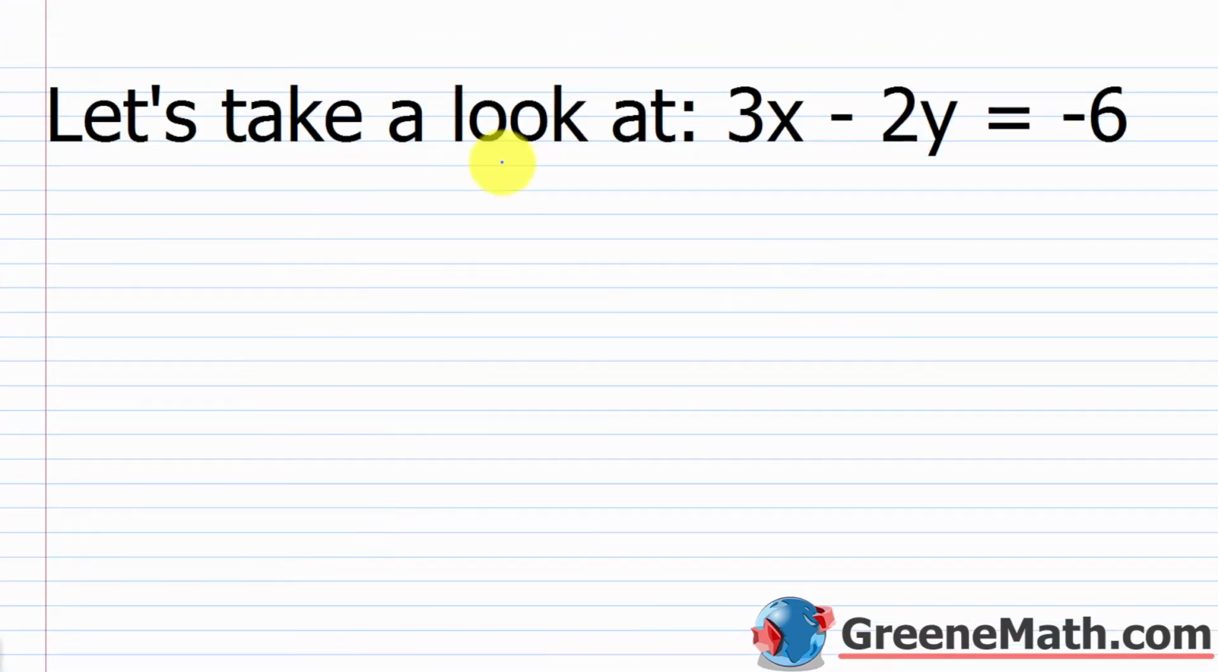All right, let's take a look at 3x minus 2y equals negative 6. Normally I would just give you 2 points and say calculate the slope, but let's make it a little bit more interesting. We have 3x minus 2y equals negative 6. Just generate any 2 points that you want and plug them into the formula I just gave you. I'm going to use the x-intercept and the y-intercept because those are pretty easy to get.